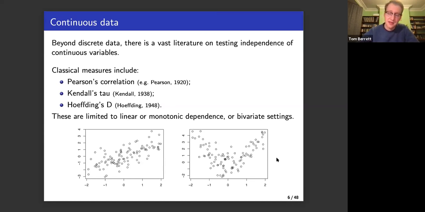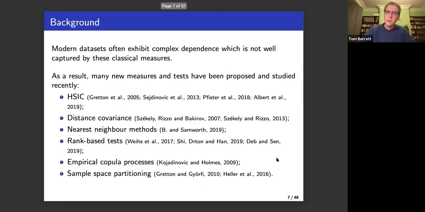Of course, this is very simple. This is univariate data, or we're comparing two univariate variables here. When we consider a more modern setting where we have multivariate data, the situation becomes much, much more complicated. There are many, many ways of measuring dependence between two random vectors. And as a result, there are many, many tests of independence. I've listed just a few here.